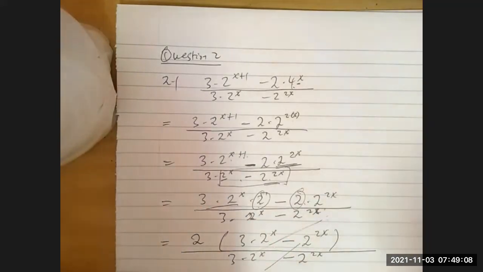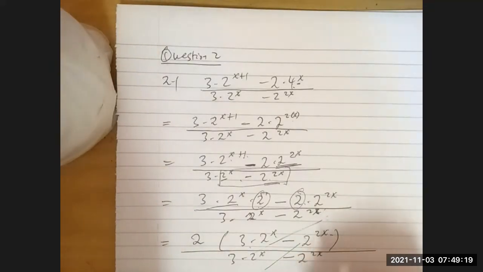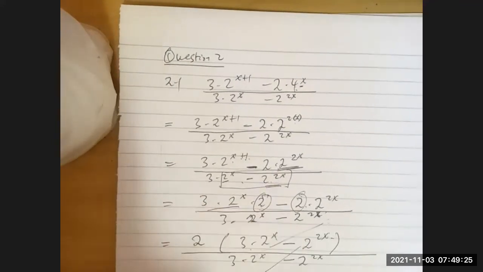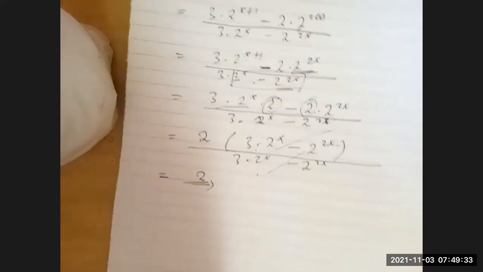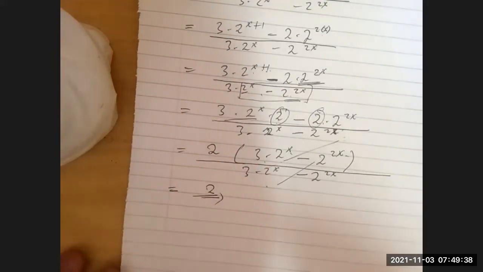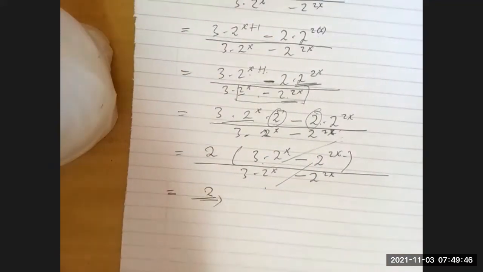So you see, we have split it and our work is now easy, because now we have 3 multiplied by 2 exponent x minus 2 exponent 2x on the numerator and 3 multiplied by 2 exponent x minus 2 exponent 2x on the denominator, and that is going to take care of each other, and we're going to remain with 2 as our final answer. This is what I was referring to. So rewind the video and follow the calculation that I have made. I hope you'll be able to understand what I've just done there. Okay, so that is it with 2.1, laws of exponents.